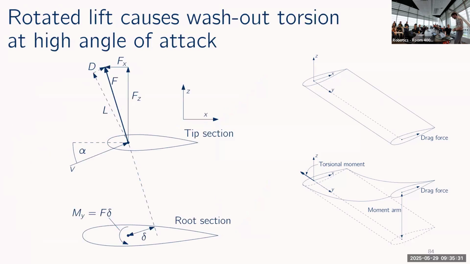And that's because at high enough angles of attack, the lift force gains a forward component in the wing's reference frame, and that causes it to twist in the other direction from a drag force.